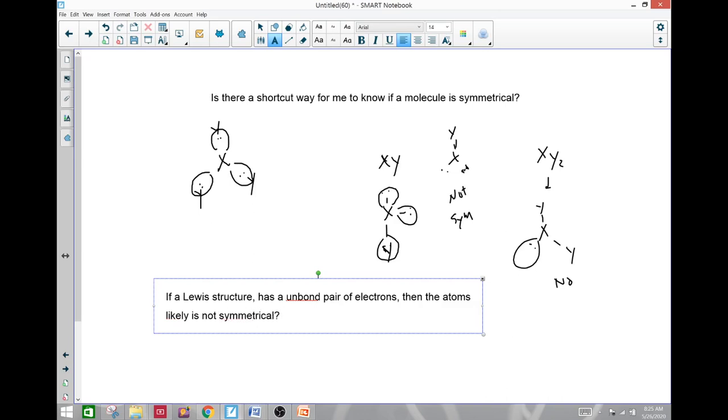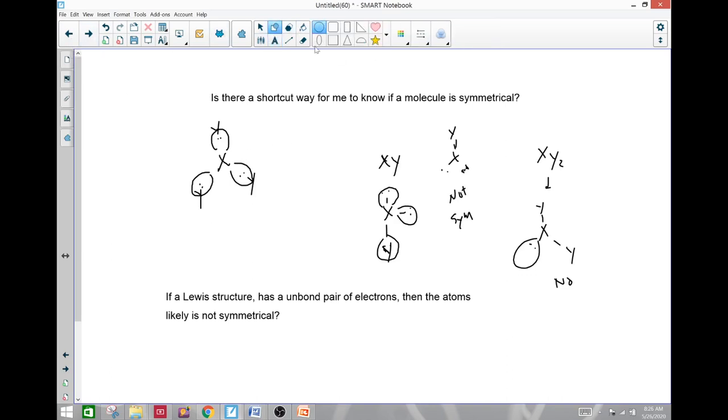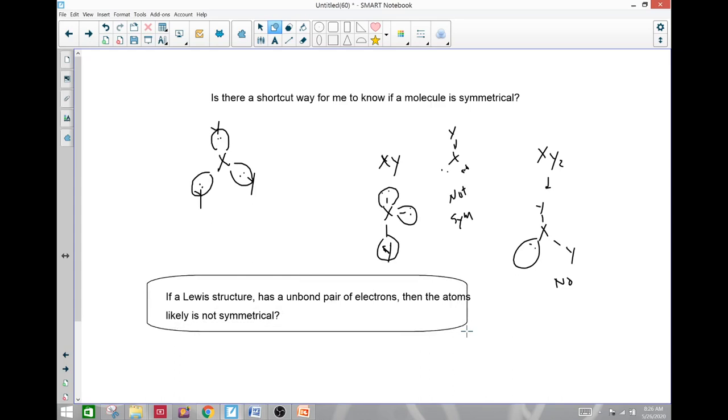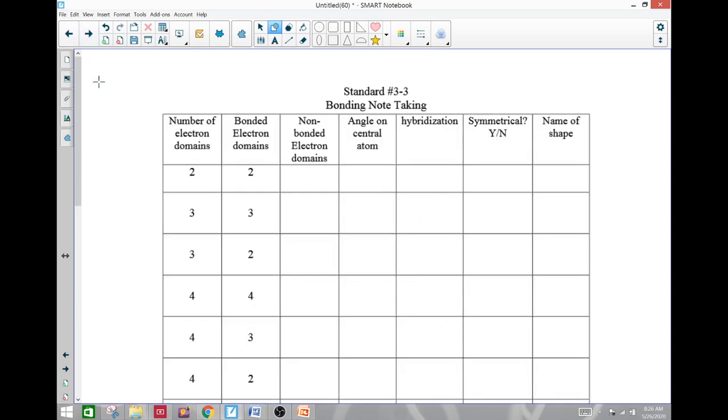Because we know electron bonding pairs are always symmetrical. So we need to have something in every one of them to maintain that symmetricalness. There are a couple of exceptions to this, just so you know. All right, so let's keep moving. That's our shortcut rule, and that's something that can be a bit of a lifeline if some of this stuff isn't sticking in your brain. Okay, there we go.